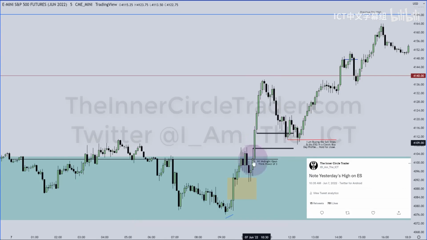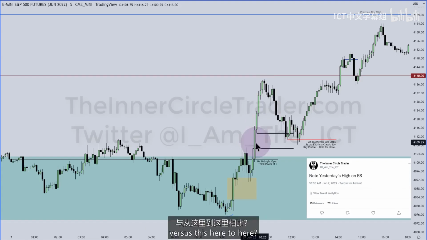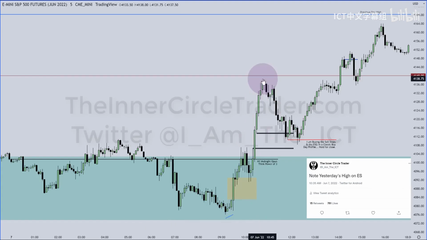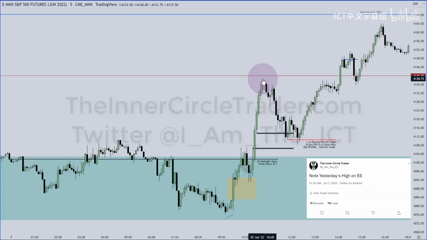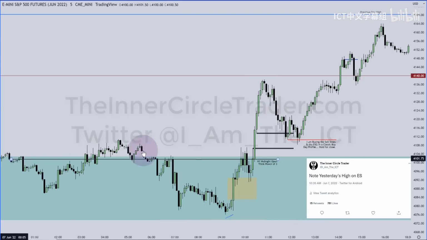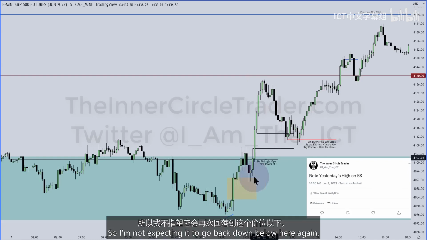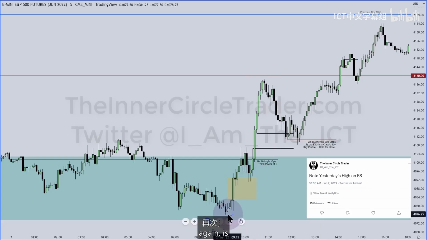So if you can identify an area where it's likely to retrace, and some of you asked on the Twitter feed, why am I measuring from here to get this versus this here to here? Well, you have to ring in what I'm trying to do. I'm trading the daily range. I'm trying to get the majority or the lion's portion of the daily range. So because I'm doing that, I'm factoring in that midnight opening price. So we've went above it here and once more. So I'm not expecting it to go back down below here again. So to refer to this low now, again, is pointless.